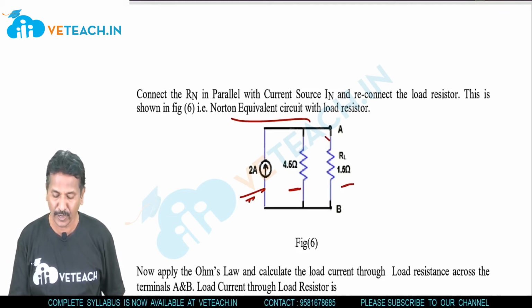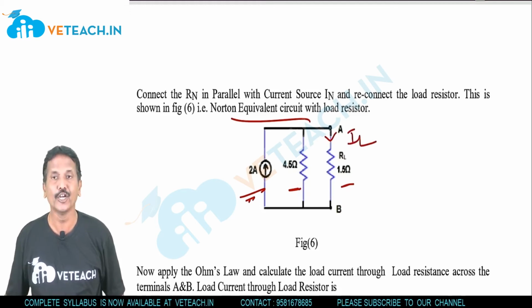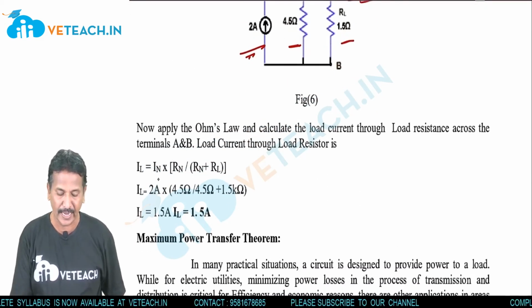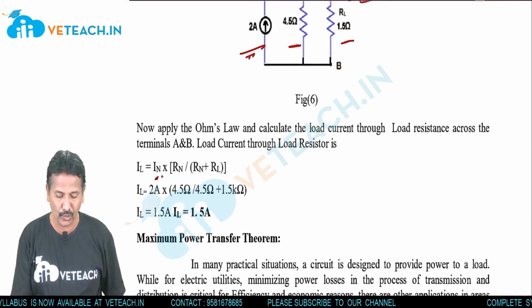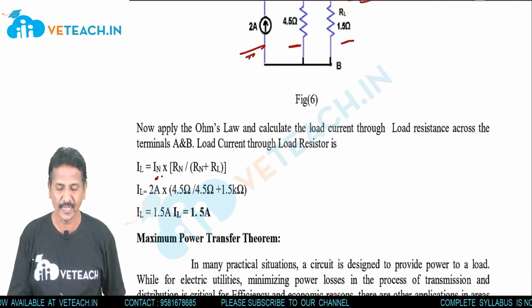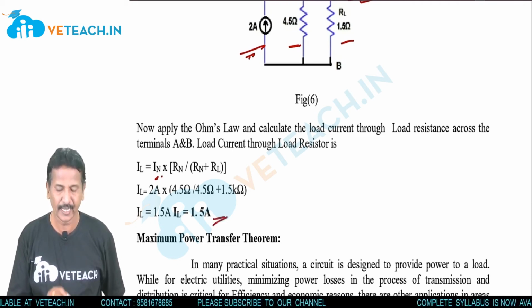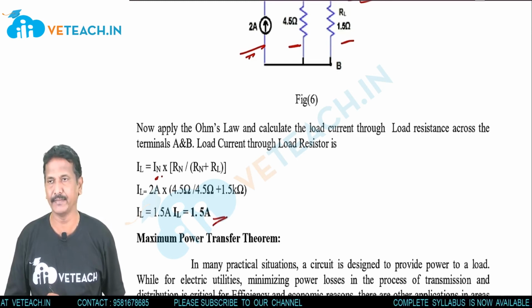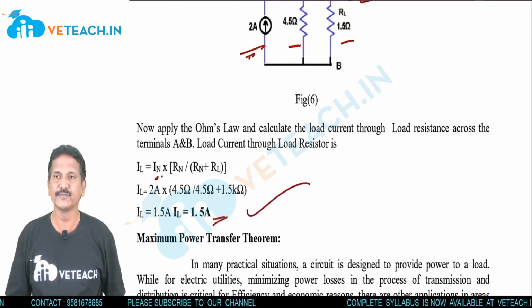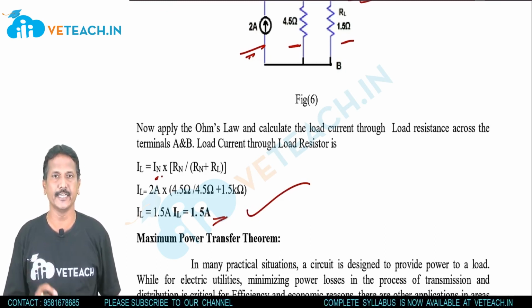Now what do you have to find out here? We have to find the load current IL. So what is the formula? IL is equal to IN, Norton's current, into RN by RN plus RL, Norton's resistance by the sum of the resistances. So you will get here the load current is 1.5 amps. 1.5 amps. So like this we have to find it using Norton's theorem.